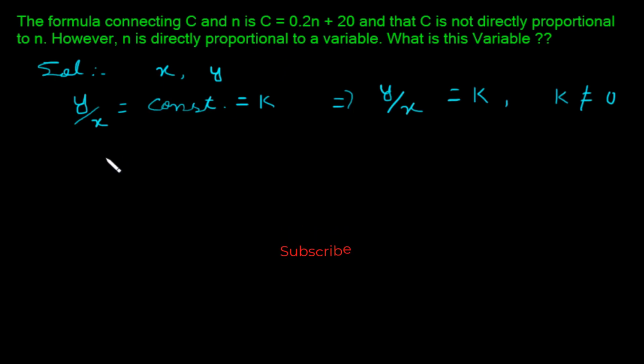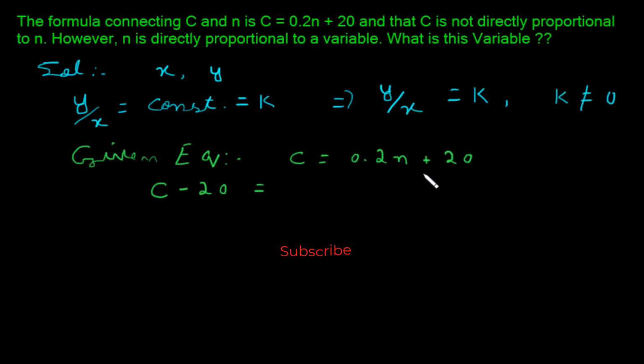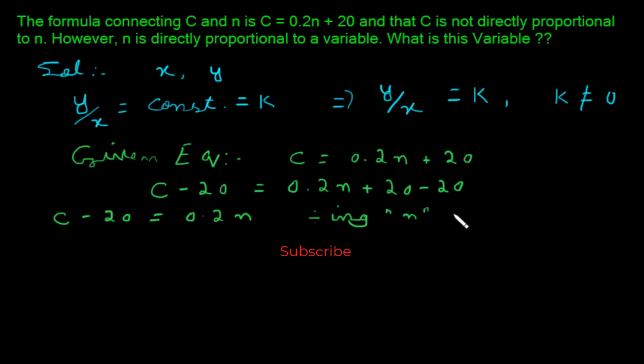Now the given equation, we have C is equal to 0.2 times N plus 20. Now this equation can be rewritten by subtracting this 20 from both sides. So I will come up with C minus 20 is equal to, this will cancel with each other, 0.2 n. Now if I divide by n on both sides, I will get the constant on one side of equality.